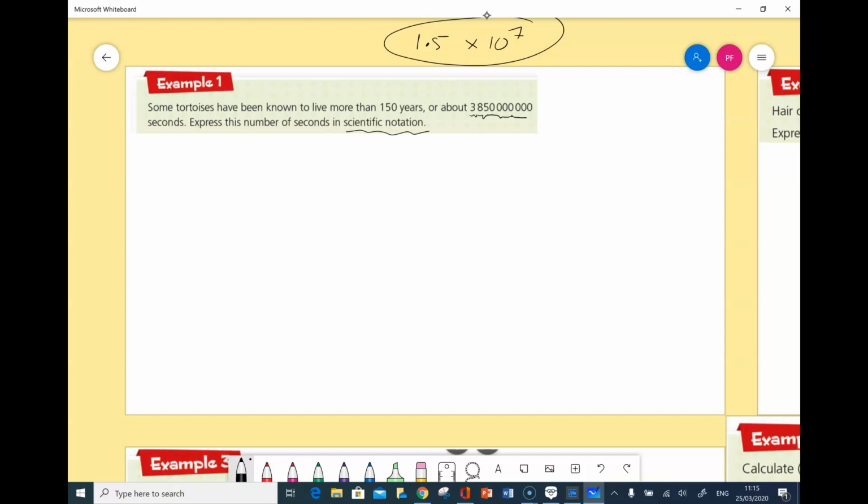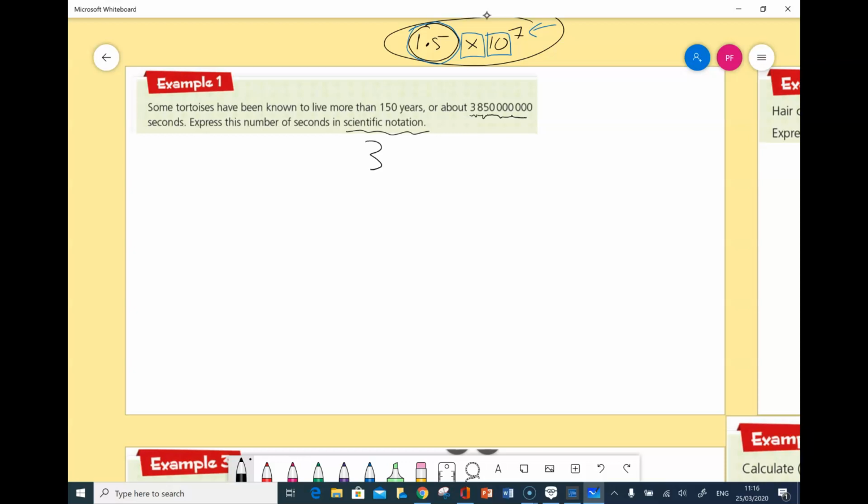Now, typically, you write it so that you have a number here that is less than 10, so it's always like 1.5 or 2.3. You will always have this multiply sign. You will always have this 10, and the number here might change. So let's deal with getting the first number first.